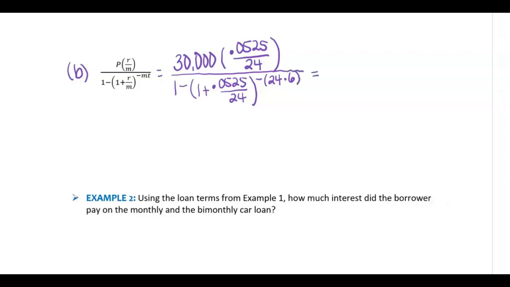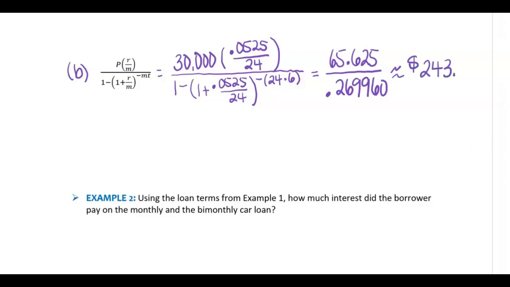Calculating our numerator, we get 65.625. Calculating our denominator, we get 0.269960. Again, do not round until the final step. Dividing 65.625 by 0.269960, we get $243.10. So the bi-monthly payment would be $243.10.